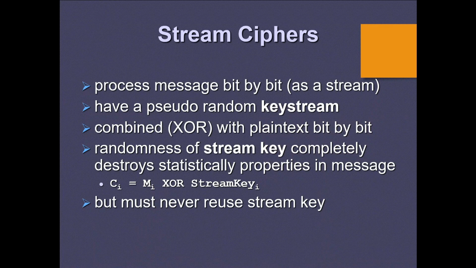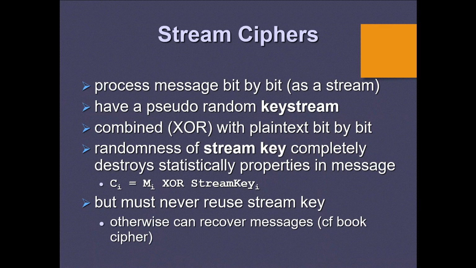Here the formula for creating a ciphertext is mentioned: Ci is mi XOR the stream key i. The randomness of the stream key completely destroys statistical properties within the message, making it impossible for the adversary to find out the new possibilities of the keys that can be generated given the previous keys.